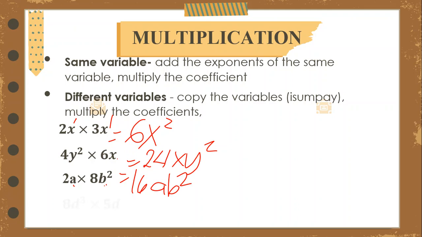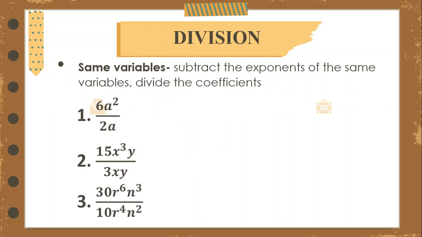Next one is division. In division, first divide. 6 divided by 2 is 3. Then, if in multiplication you add the exponents, in division you subtract. So, 2 minus 1, with the imaginary 1, is 1. So, equals 3a. We'll skip the rest, since I know you already know this.